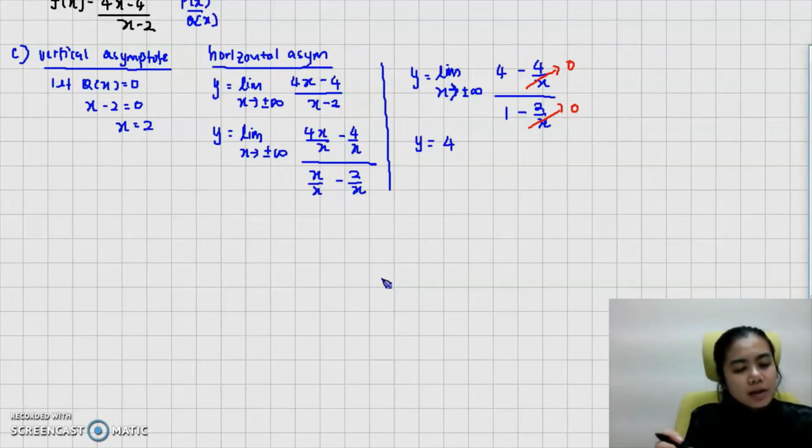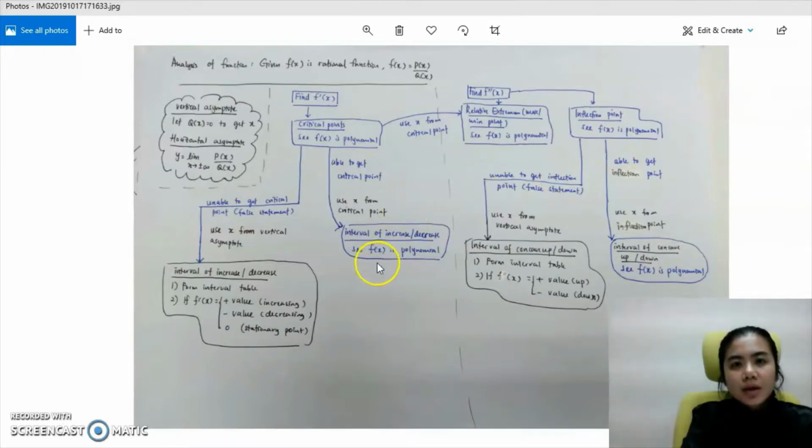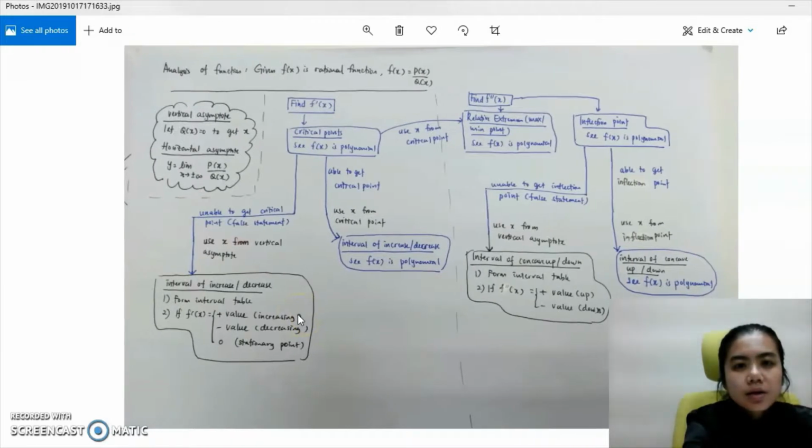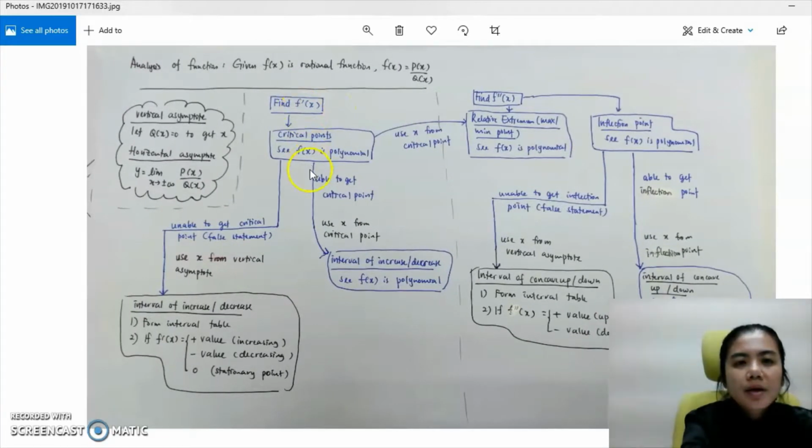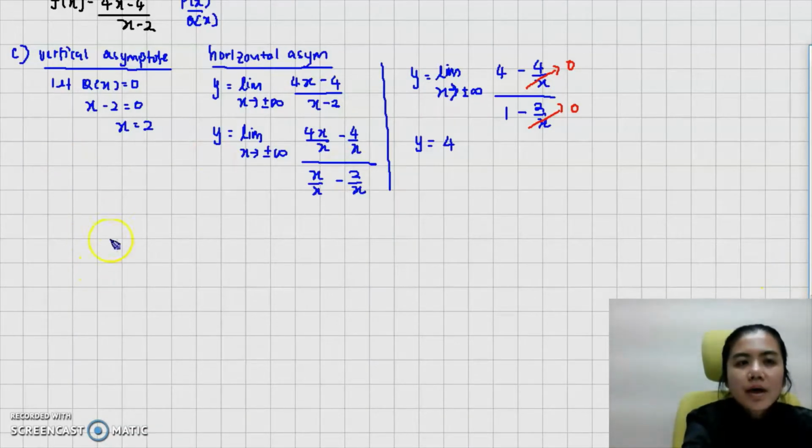For part D, they are interested to know the interval where the function is increasing or decreasing. Back to the flowchart one more time: interval of increasing or decreasing. You have either this or this, but before you identify the part, you need to go to the basics. The basic is you have to find the f prime and check the critical point first. So go for the f prime. Let's just see our f first.